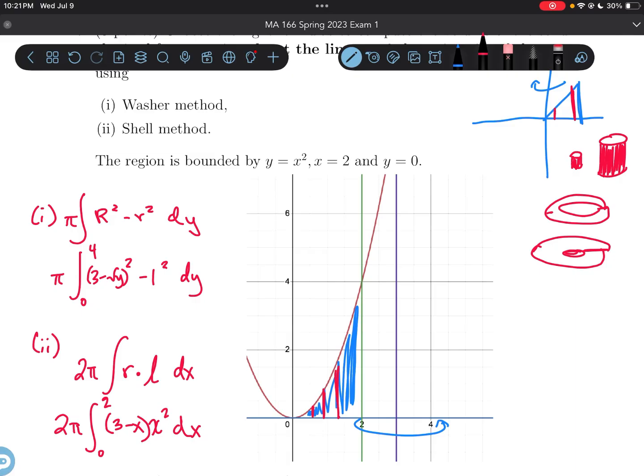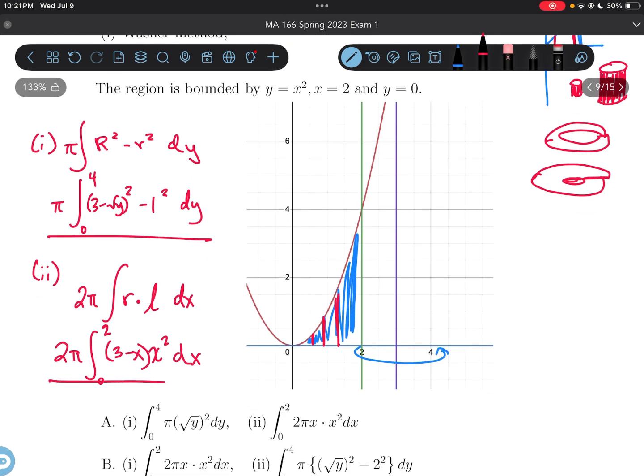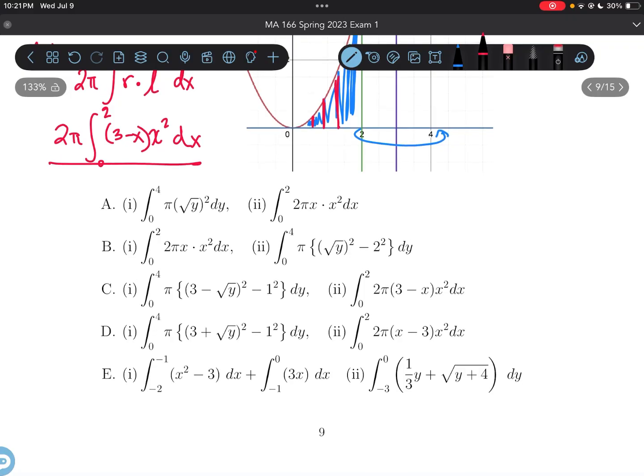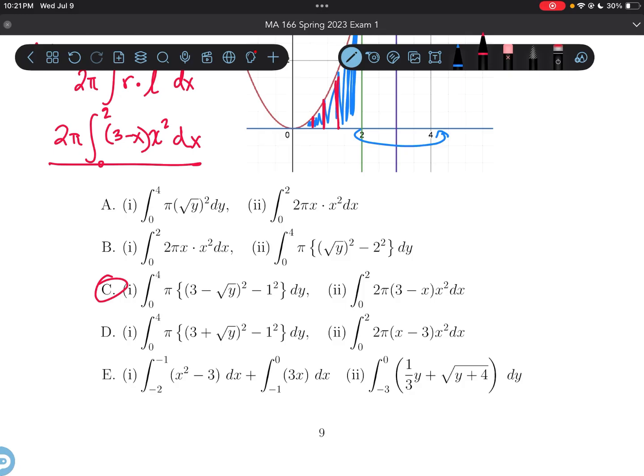Okay. So now we have our final formulas for the washer method and the shell method. Now we just have to compare which answer choice this matches to. And it matches C. So C is the correct answer for problem 7.